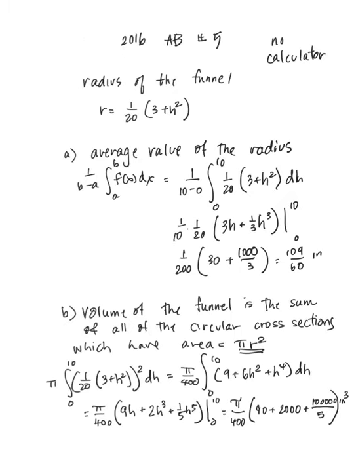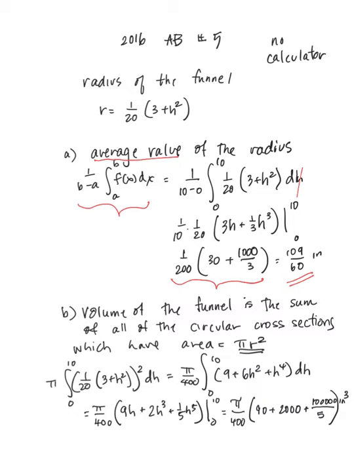All right, 2016 AB number 5. Again, this is a non-calculator problem. We're given the radius of our funnel, which is 1/20th of 3 plus h squared. We want the average value, and so we're going to use our average value formula, and we just plug in from 0 to 10, and we integrate, and then again, we can leave it like this. You don't need to get to the 109 over 60 inches.